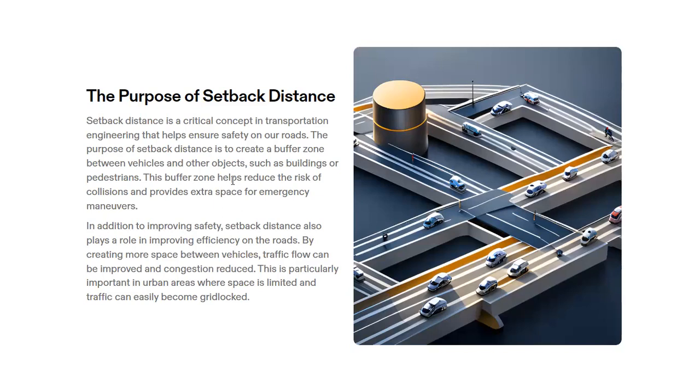In addition to improving safety, setback distance also plays a role in improving efficiency on the roads. By creating more space between vehicles, traffic flow can be improved and congestion reduced. This is particularly important in urban areas, where space is limited and traffic can easily become gridlocked. This is the purpose of setback distance: the buffer zone helps drivers connect one city to another.